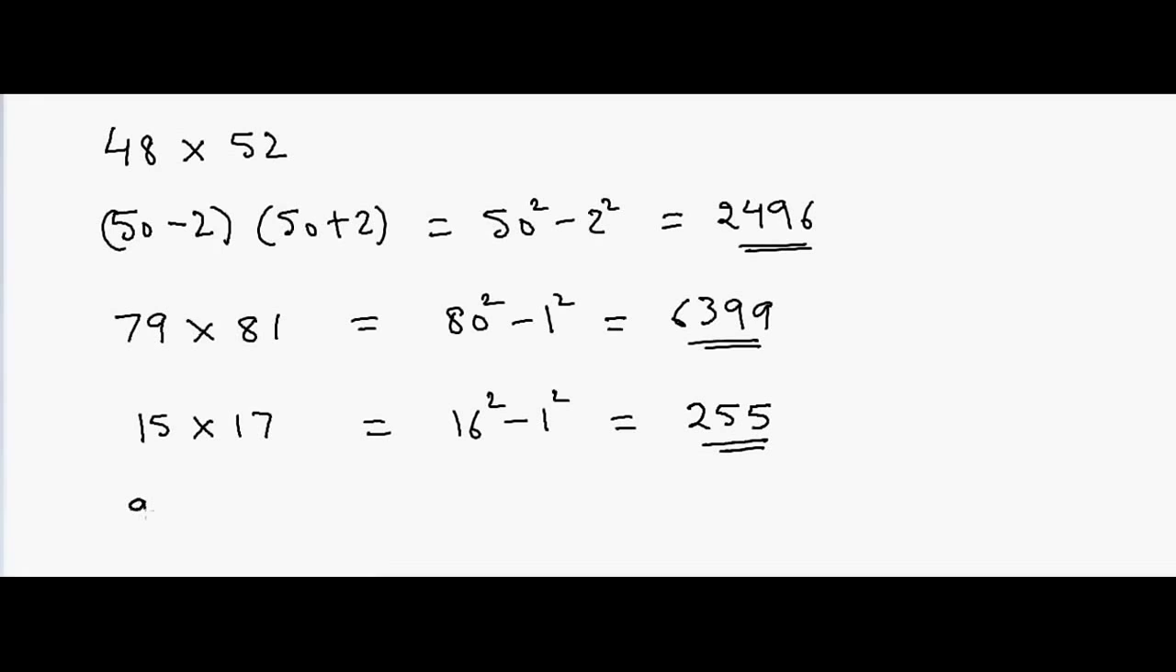Another example is 95 into 105. Here it will be equal to 100 square minus 5 square, so that gives me 9975. So this is how you can use this trick for faster calculation, for numbers which seem difficult in the beginning, but if you remember this trick, this can be done very quickly. Okay, I'll see you in the next trick. Thanks.